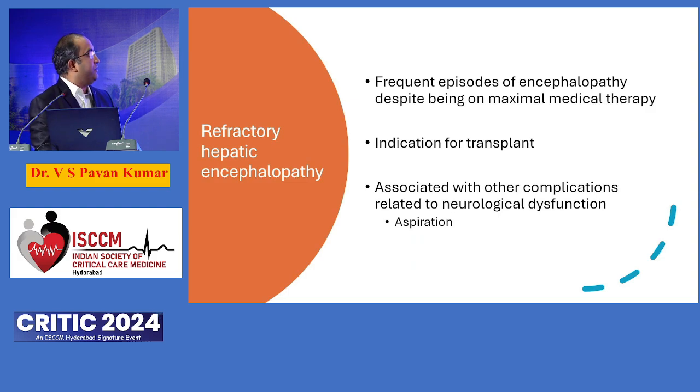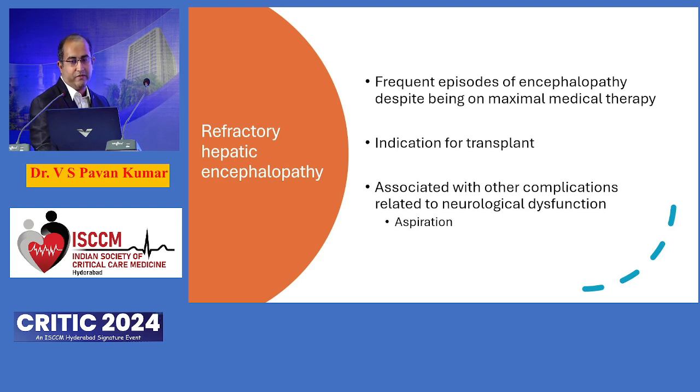If we come to what is refractory hepatic encephalopathy, it is frequent episodes of encephalopathy despite being on maximal medical therapy, and it is an indication for transplant. Also, once you go to severe hepatic encephalopathy, you get into this spiral where the patient aspirates, goes into sepsis, and that causes more decompensation of the liver. So if transplant is not an option for various reasons in these patients, what are the options that we have?